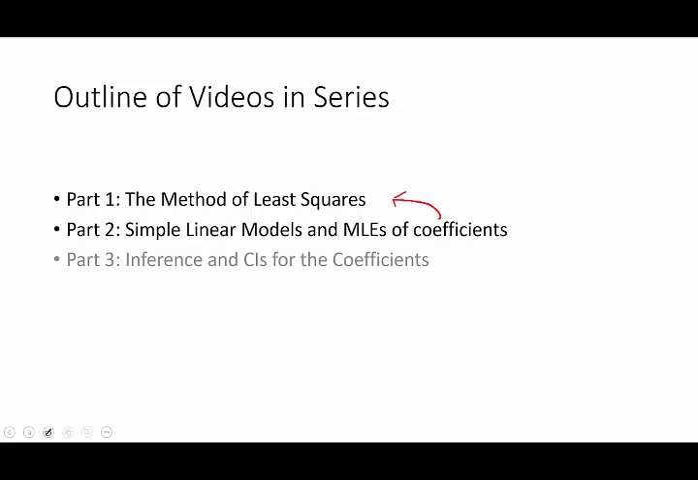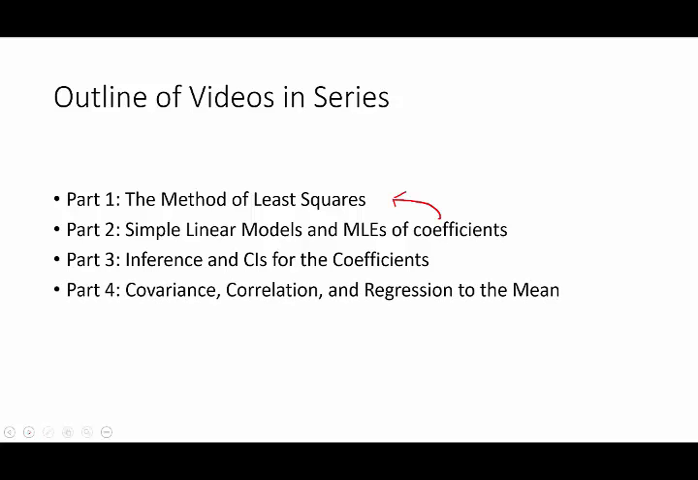In the third video, we're going to look at inference and confidence intervals for the coefficients. This is where we're going to have to start treating our maximum likelihood estimates as estimators and getting some sense of their distributions and how that gives us standard errors and whatnot. And finally, in the fourth video, we're going to come back and discuss covariance and correlation and how that relates to simple linear models and what the phrase regression to the mean actually means in this scenario. So stay tuned for those.